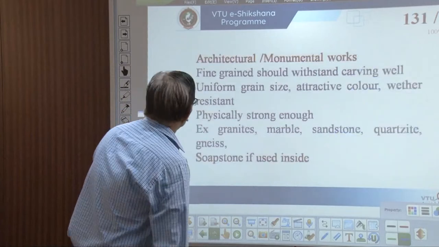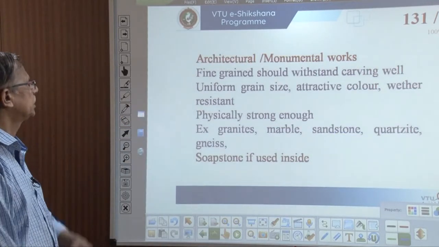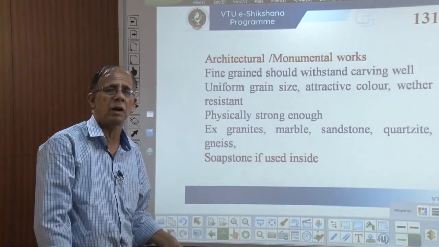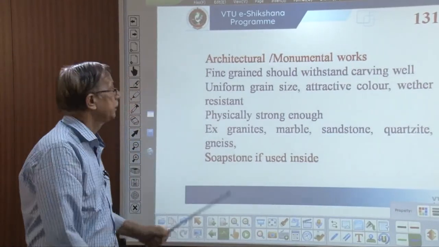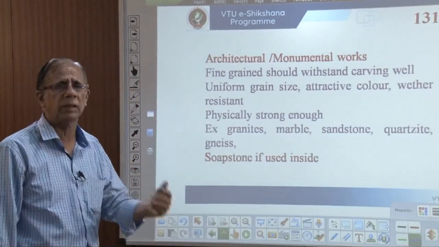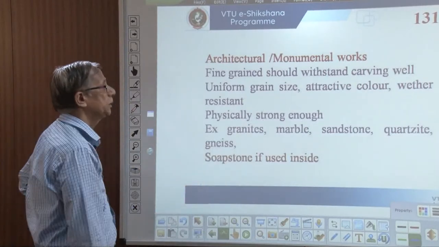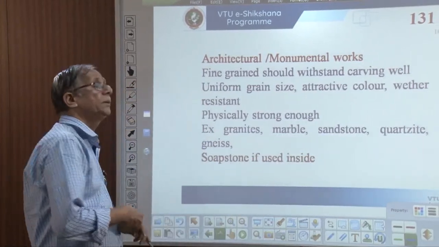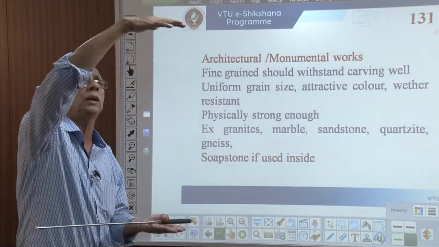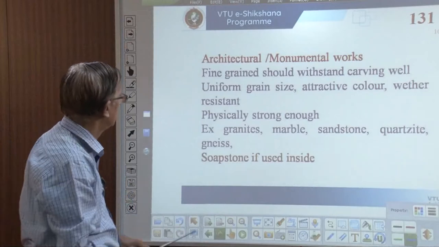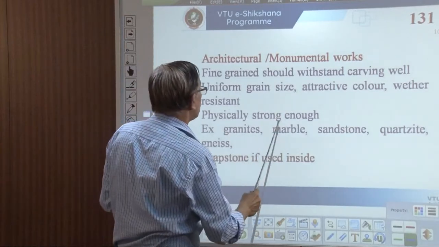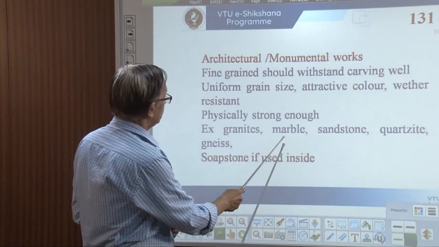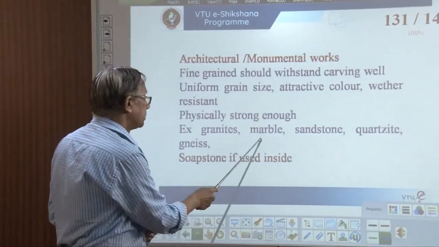These are all good. For architectural monumental work, I have some special requirements. They should be fine grained so that they will withstand the carving and be easy to carve. If it is coarse grained, it is not possible to have that kind of smooth carving. Uniform grain size, attractive color, structure should look good, weather resistant. That is another important point, because it may have to withstand air, temperature, atmospheric agents, like at Shravana Belagola. Physically strong enough, hard enough, strong enough, like granite. Marble is not that hard, but all other aspects it satisfies.